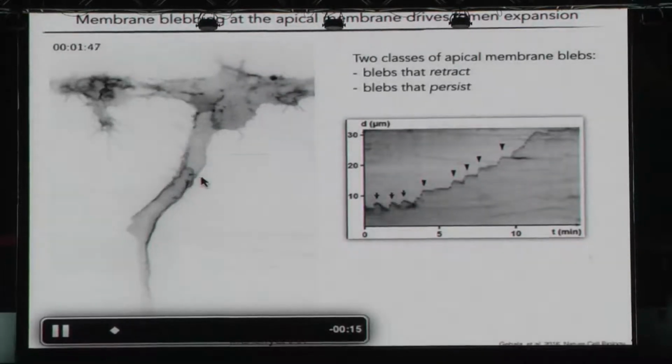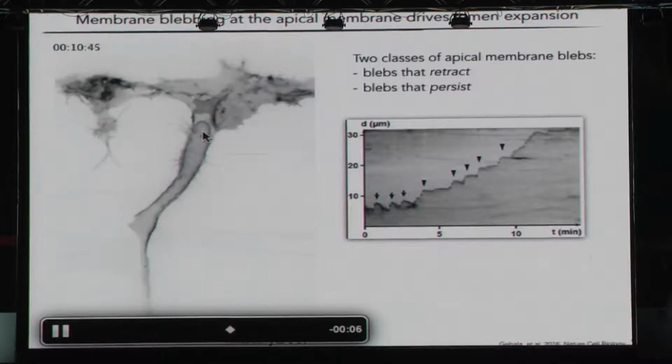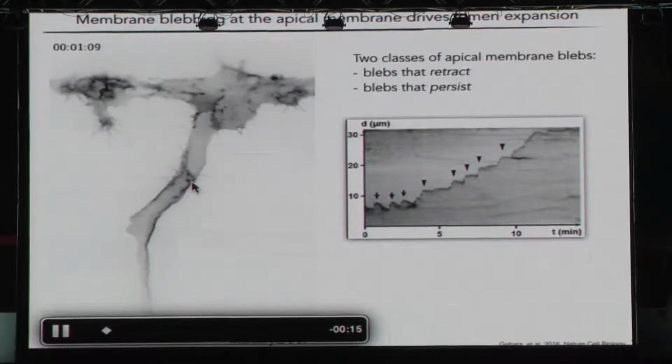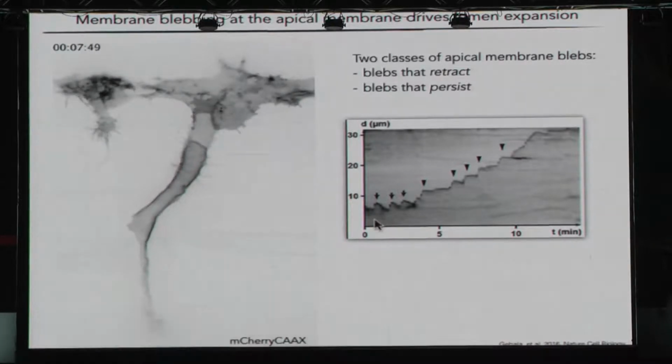This is a time-lapse movie of apical membrane expansion into the vessel. You can see that it's very dynamic. It forms protrusions that we call inverse flaps, because they protrude into the cell cytoplasm. And when you look at the dynamics of the apical membrane flaps more carefully, you can see that there are two classes. There are flaps that retract, and it's shown here in this kymograph where you can see the expansion of the flap, which then retracts.